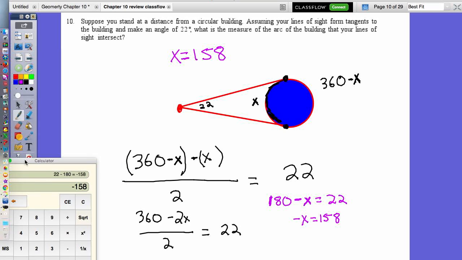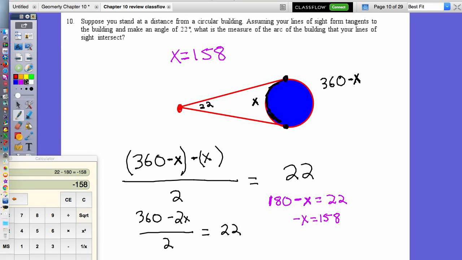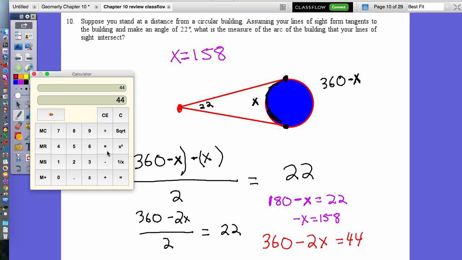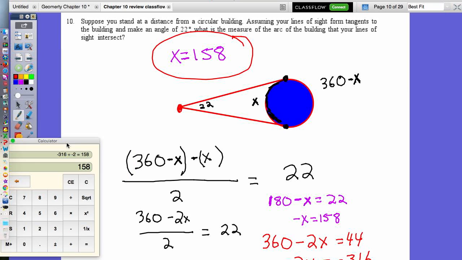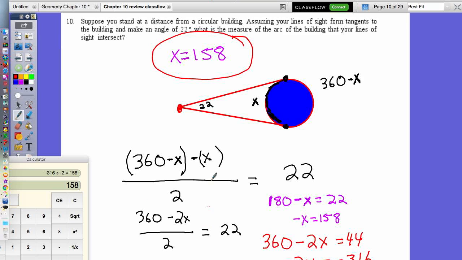The other way I could have done it is I could have multiplied both sides by 2, and I could have gotten 360 minus 2x equals 44. 44 minus 360 is negative 316. I brought down that negative 2. And negative 316 divided by negative 2 is 158. So either way I solved this, I get the same answer.